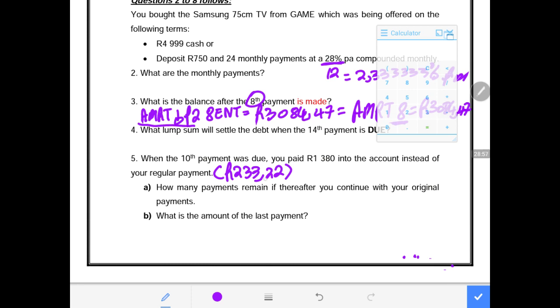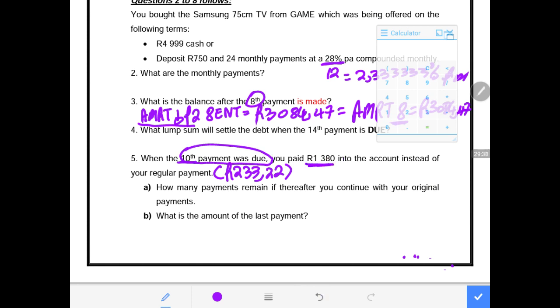But now the minute there is a change in payments, we cannot be using our functions of the calculator. Why? Because at this point we paid a different amount. So now we need to get to the balance before the 10th payment was made, or the balance when the 10th payment was due, in other words. The question says, how many payments remain if you continue with the original payment? So now what do we need? We need to know the balance before 1,380 was paid, meaning the balance before the 10th payment was made.